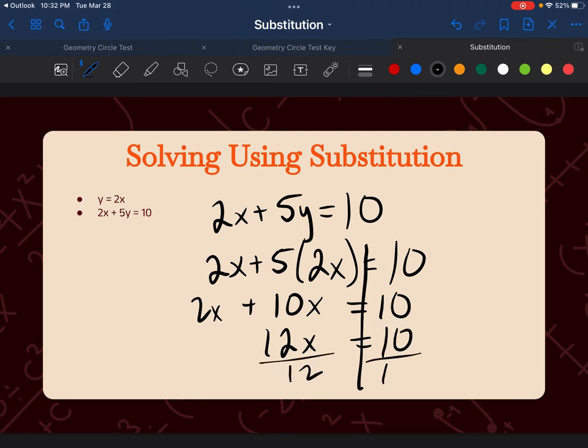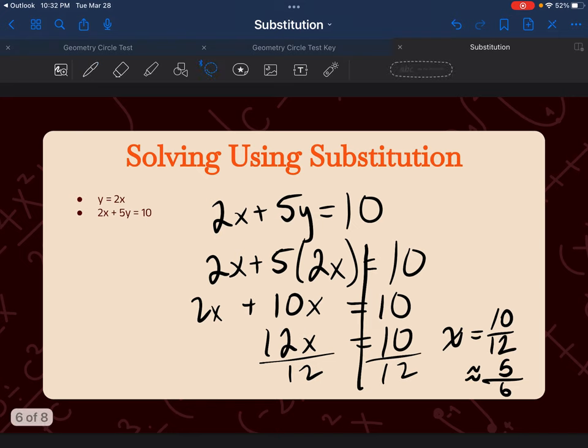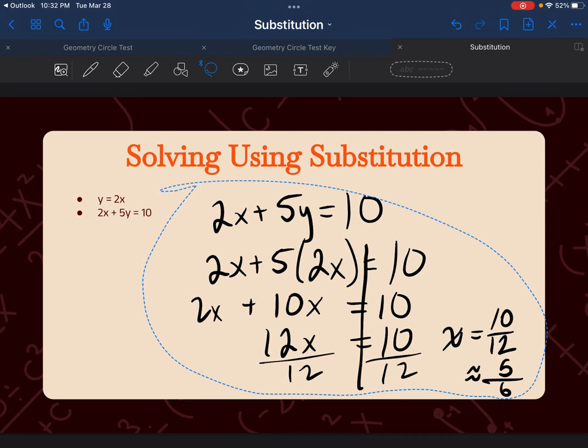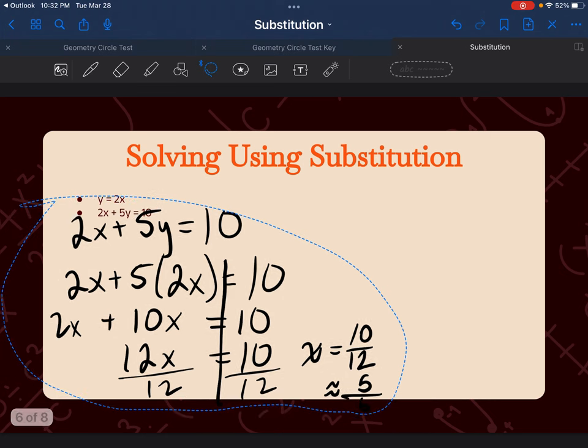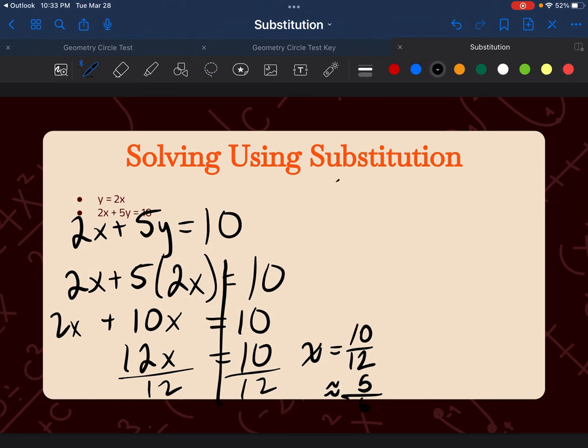All right, so let's divide. Divide by 12, divide by 12. We're left with x is equal to 10 over 12. Or if you put it in your calculator and simplify, you're going to get 5 over 6. Cool. I'm going to try to move this because I ran out of space. Sure, right there. That works.